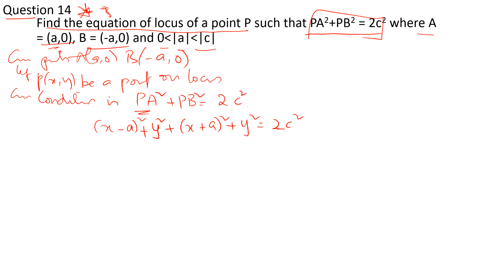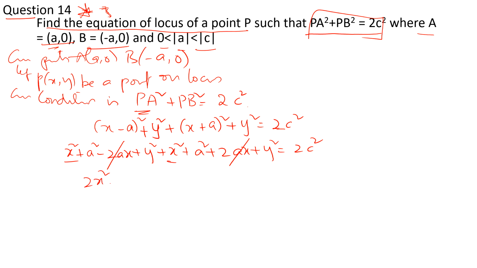And now x minus a whole square is nothing but x square plus a square minus 2ax plus y square, plus x plus a whole square: x square plus a square plus 2ax plus y square is equals to 2c square. So here minus 2ax and plus 2ax gets cancelled. x square plus x square is 2x square, plus a square plus a square is 2a square, and y square plus y square is 2y square, is equals to 2c square.